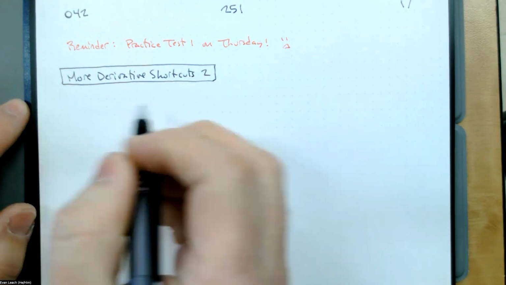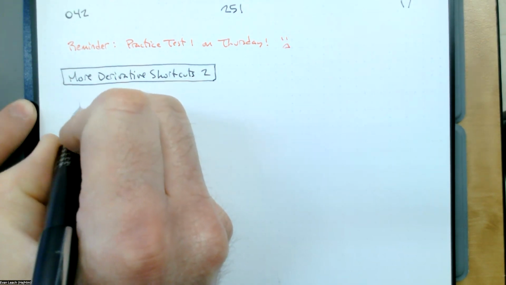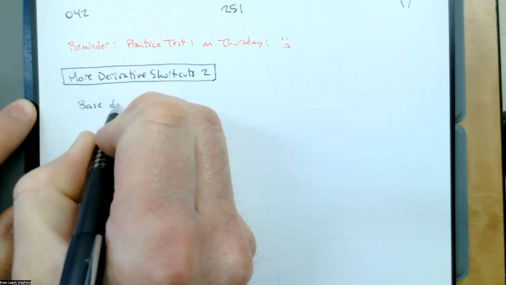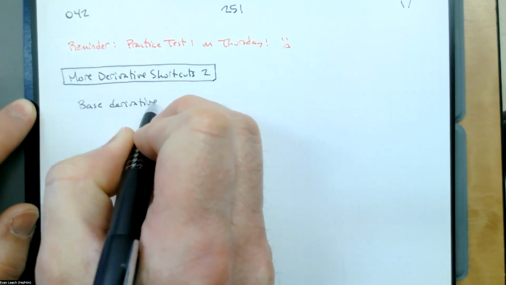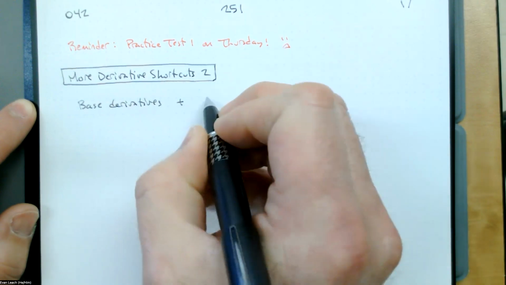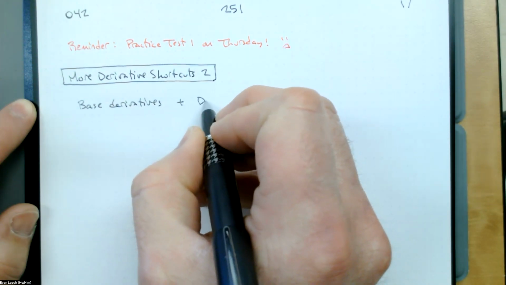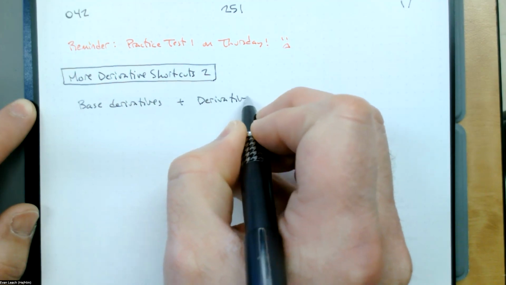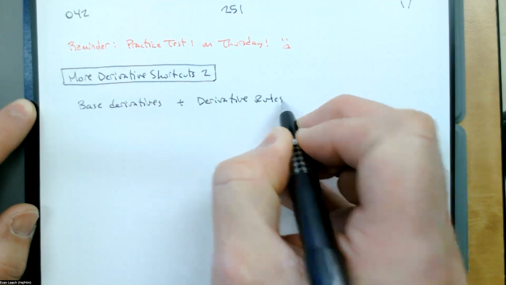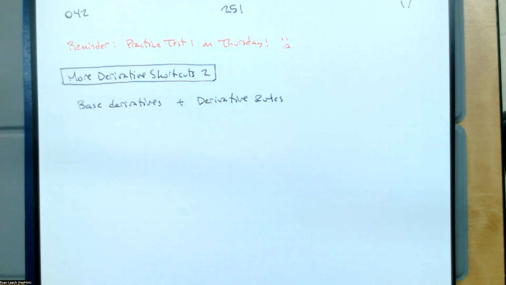So the structure is we get some base derivatives. And then we learn some derivative rules. We learn some base model derivatives, and then we learn some derivative rules. Right now, we only have one base derivative and one derivative rule, so life is pretty simple.